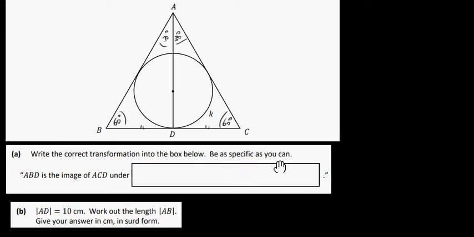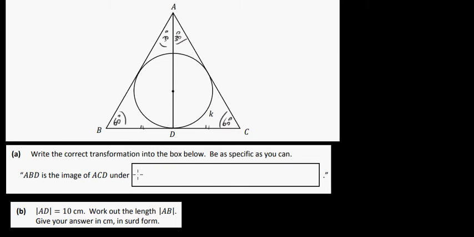Be as specific as you can. Okay, so in here we got to write down this transformation. So what is it? It's ABD. ABD is the image of ACD under what? So you got to reflect ACD using axial symmetry in the line AD, and that will give me ABD. So we have this line coming down here, which is our axis, and we've got to reflect the triangle ACD in that line under axial symmetry. That will give us ABD.